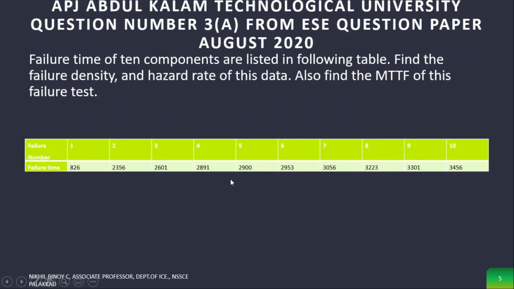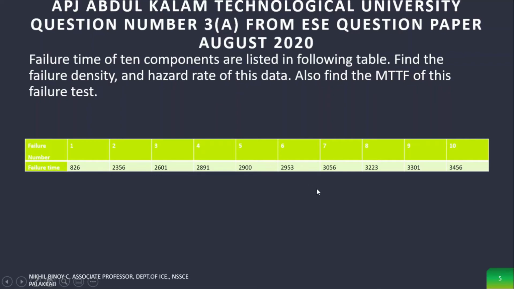So delta T is not fixed, it is varying, and the variation is very large. From the fourth component to the fifth component, delta T is 9 only, and it varies from 9 to something around 1500. So there is a large variation. Is it okay? So this failure density and hazard rate calculation will not be an accurate one. We can predict some idea, but with very small accuracy. Anyway, we are going to calculate the failure density and hazard rate using this data.